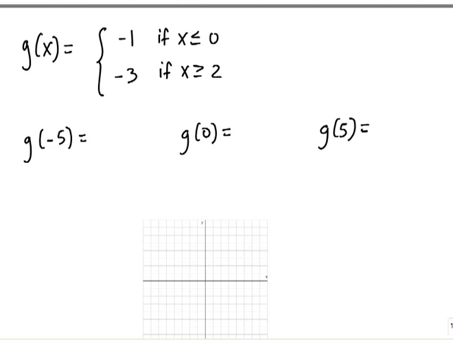Alright, this function g of x. g of x is -1 if x is less than or equal to 0, and g of x is -3 if x is greater than or equal to 2. Okay, so the first thing we're going to do is evaluate some function values. Just get practice using this function.